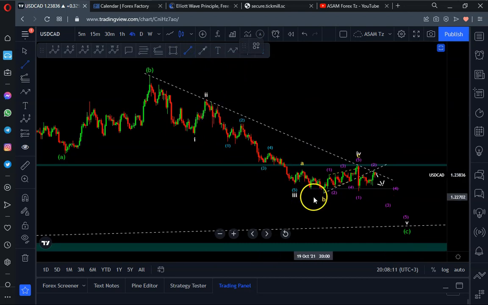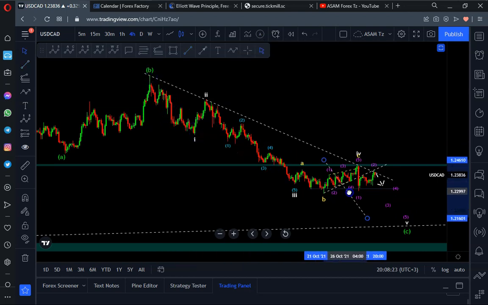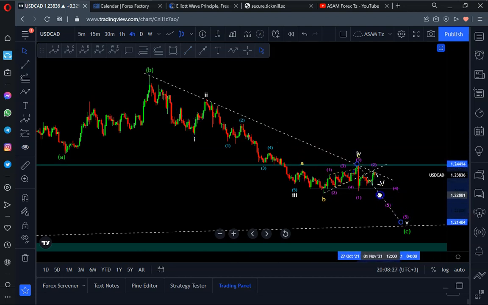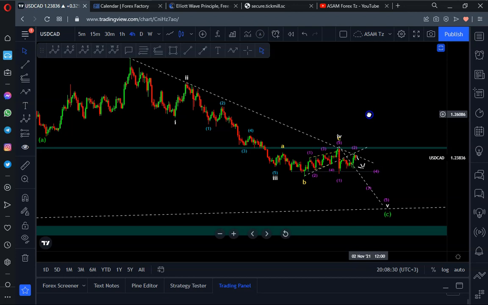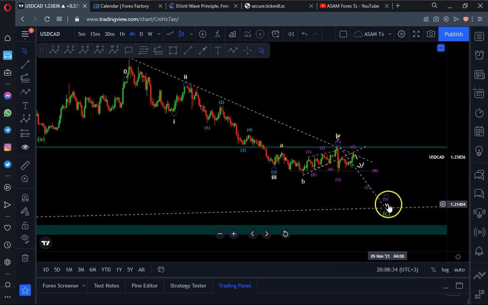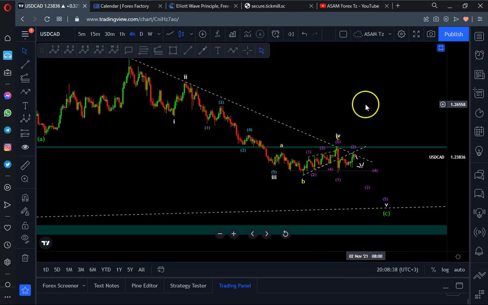So in terms of equality, since the third wave was extended, the distance traveled by the first wave is expected to be equal to the distance traveled by the fifth wave. So if it is expected to be equal, we can simply measure this. Now this is roughly, then we put it here, and you will find that it fits to move to around this level. So that also confirms that price may keep on moving.